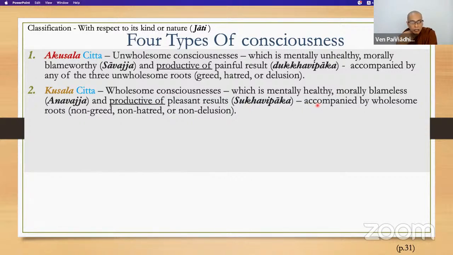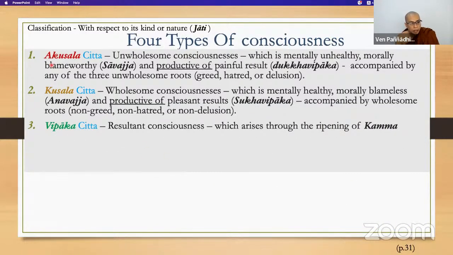So the accompanying roots are also opposite. Here, greed, hatred, and delusion are the roots of akusala. Non-greed, non-hatred, and non-delusion are the roots of kusala. So now we can classify akusala consciousness and kusala consciousness. They are different in their own nature. That's why we cannot put them together in the same group. We have to classify them by their different nature.